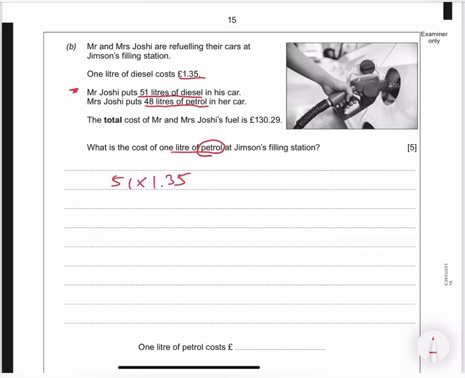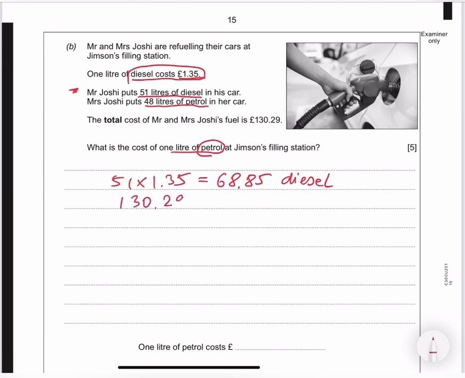Okay, so we know Mr. Joshi puts in 51 litres and 1 litre of diesel costs £1.35. Let's multiply and get the total cost for diesel for Mr. Joshi, £68.85. Okay, that's the price for the diesel for 51 litres.